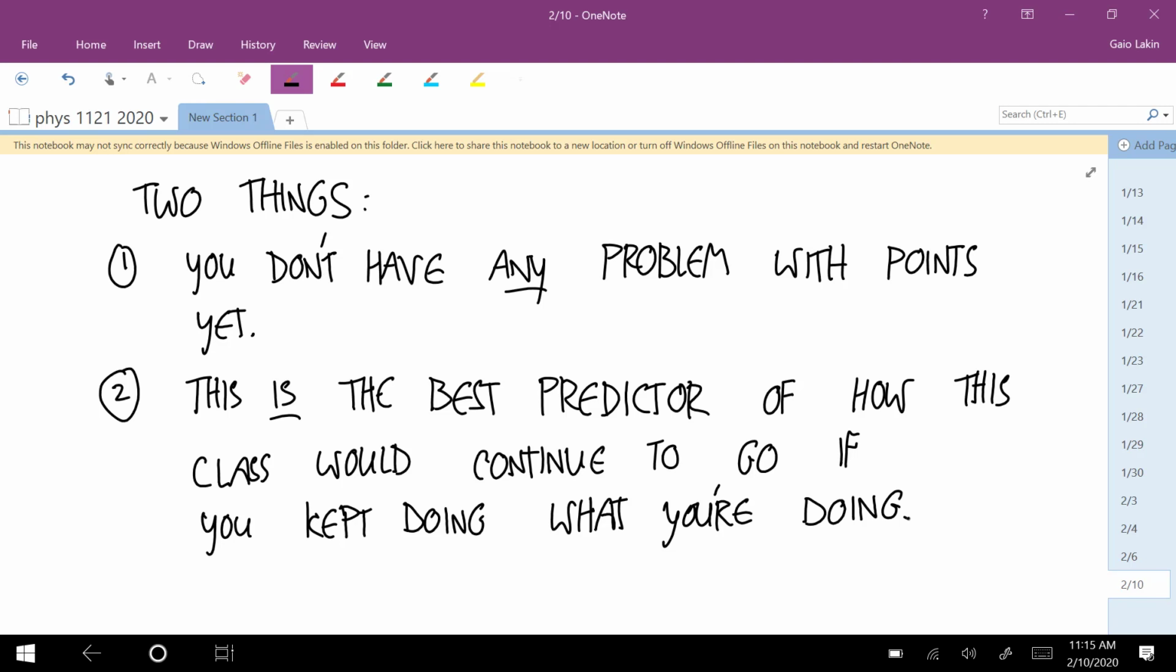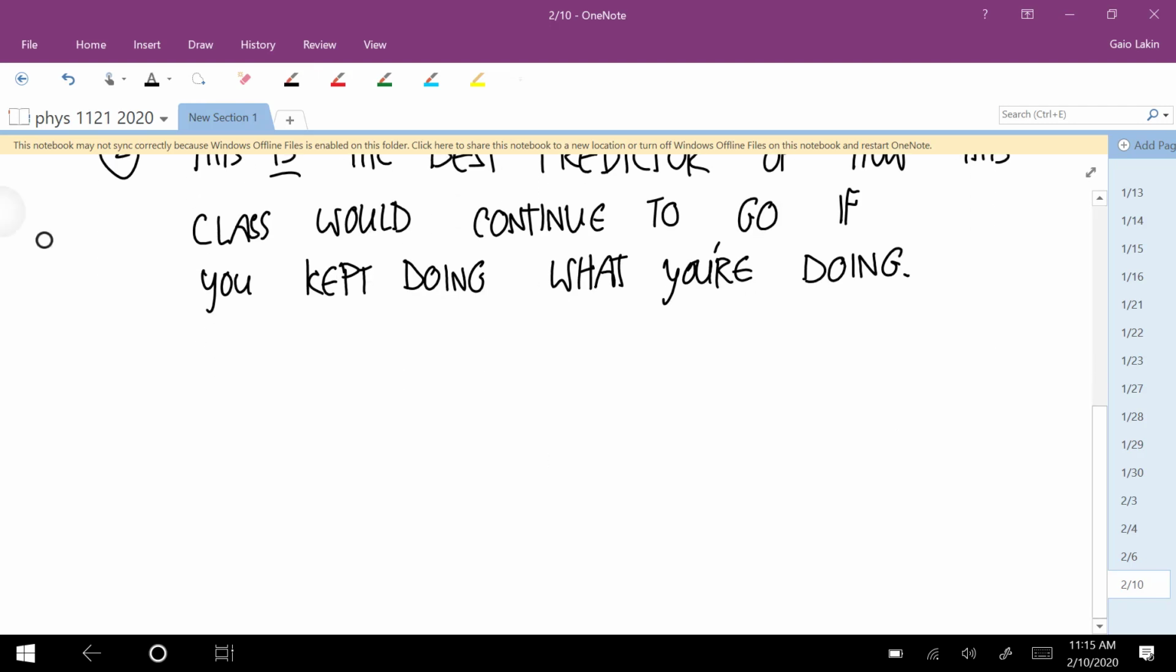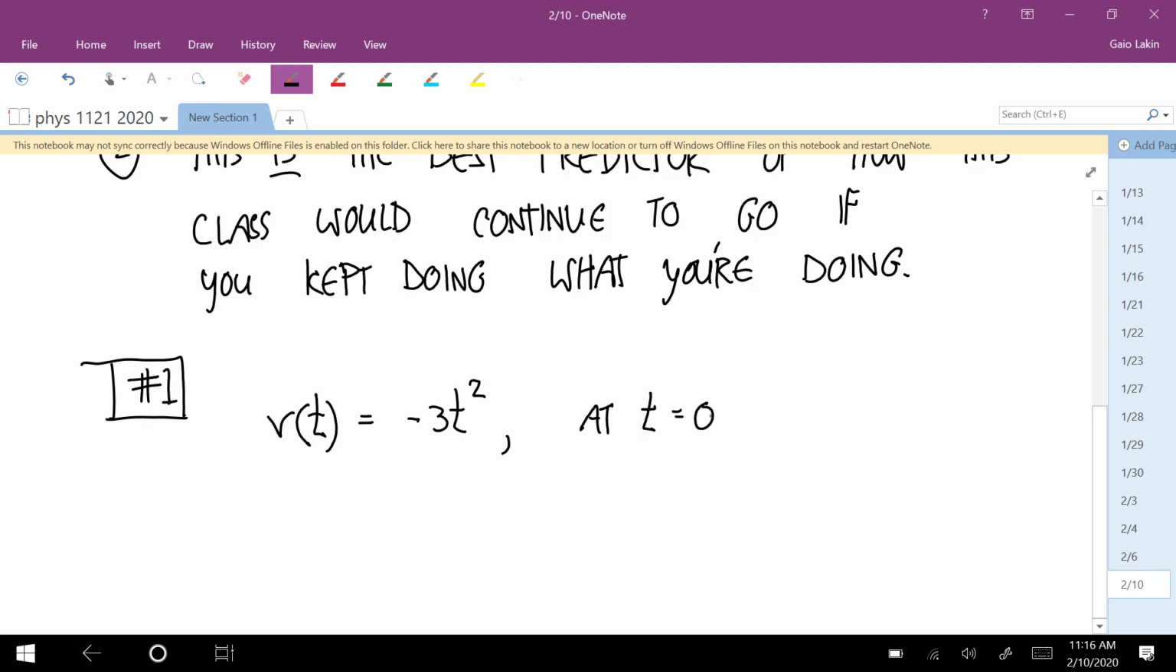So now let me go over some of the questions where I saw mistakes frequently. The first one, number 1, said that you had velocity as a function of time as negative 3t squared, and you're given that when time is equal to 0, the position is 3 meters.